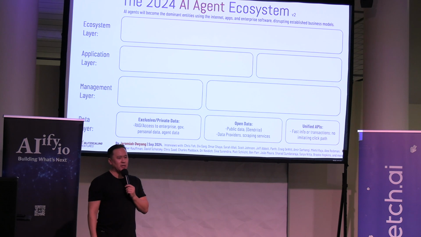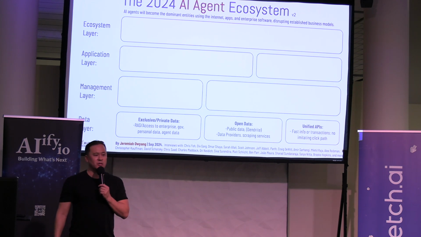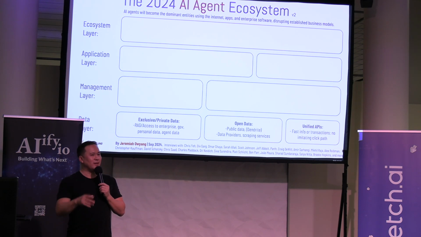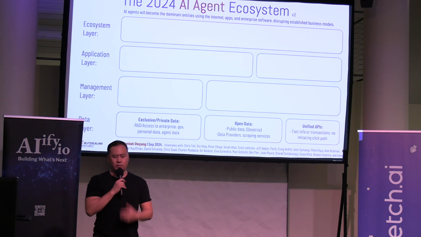At the bottom layer is the data layer. It's a critical layer, and the AI agents are accessing data from exclusive private data. It's estimated that 80% of the world's data is behind a firewall: personal cloud, enterprise cloud, military cloud, corporate cloud.